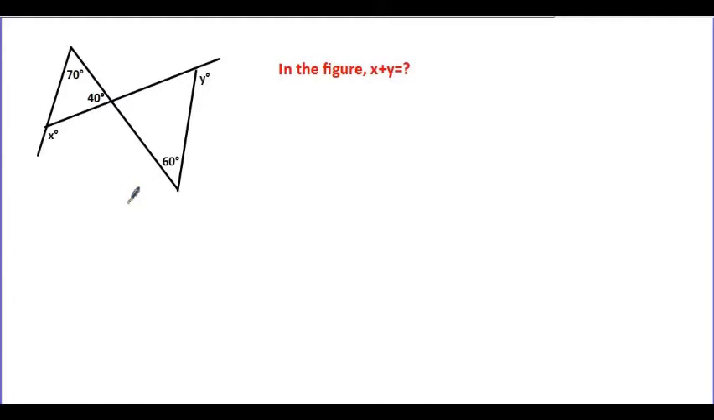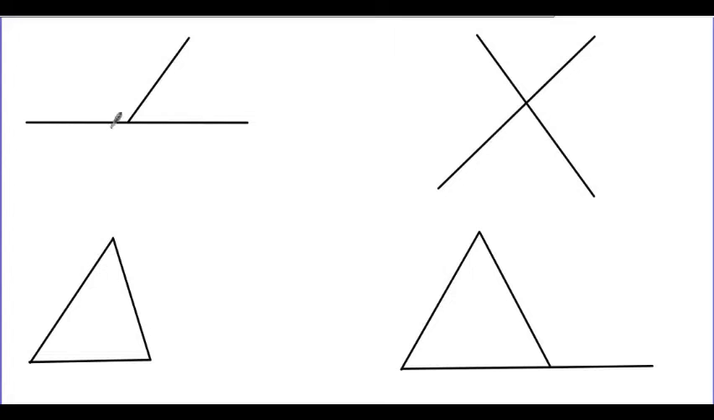In this example, we are going to find the value of x plus y. Before solving this example, let's learn some information that we need to solve it. Okay, let's start. The first one: if two or more angles form a straight line, then the measure of those angles add up to 180 degrees.